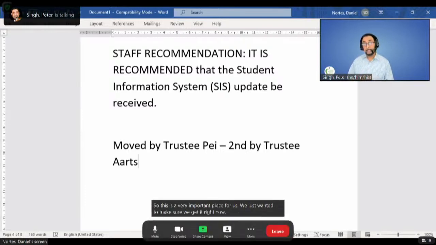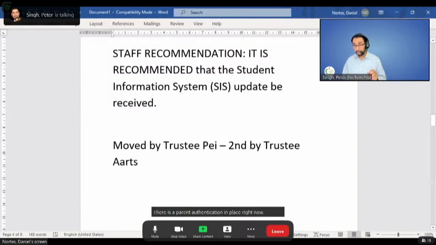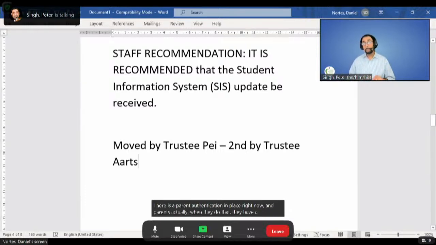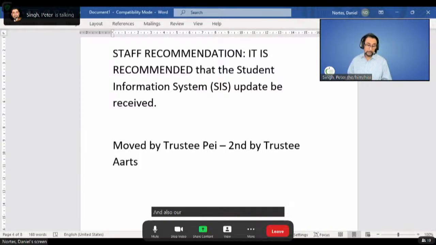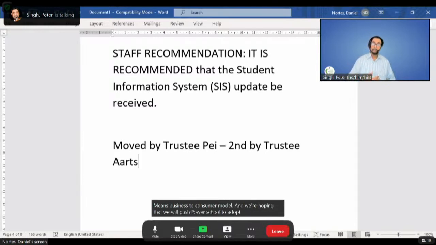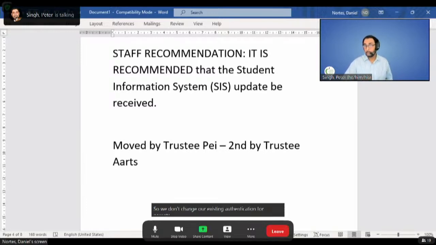There is a parent authentication in place right now, and when parents do that, they have access to the Brightspace learning management system environment, and also our Excursions application online. Those are the 2 applications connected right now with the parent portal. And that authentication was built around Microsoft's B2C, meaning business to consumer, model. And we're hoping that we will push PowerSchool to adopt that platform also, so we don't change our existing authentication for parents. Hope this info helps.